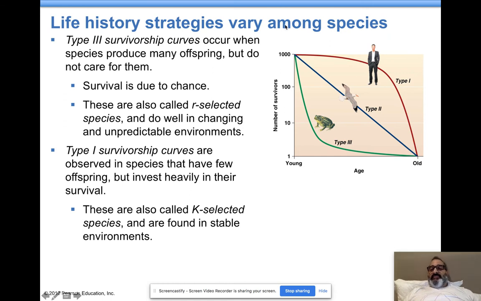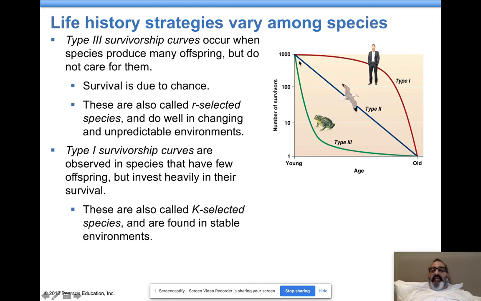Some species, like certain birds, don't really necessarily have an age at which they start dying. Death occurs relatively the same at all ages, and you start seeing a straight line. This is a type 2 curve. All right. So death is independent of age for the most part.